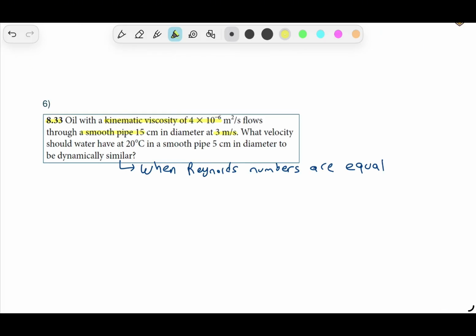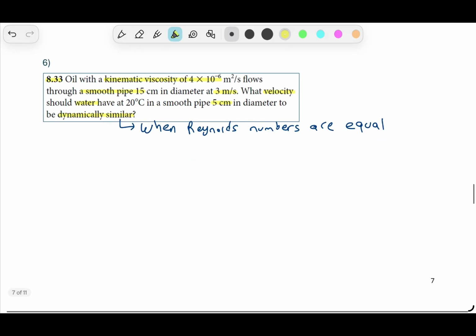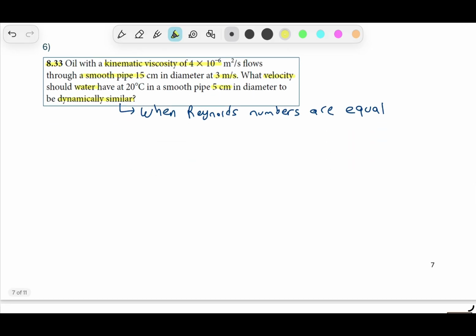Okay, in question 6, which is 8.33, we have an oil with a kinematic viscosity and it flows through a smooth pipe with 15 centimeter in diameter at 3 meter per second. And what velocity should water have at 20 Celsius in a smooth pipe with 5 centimeter diameter to be dynamically similar? So the rule for fluids to be dynamically similar is when they have same Reynolds numbers.